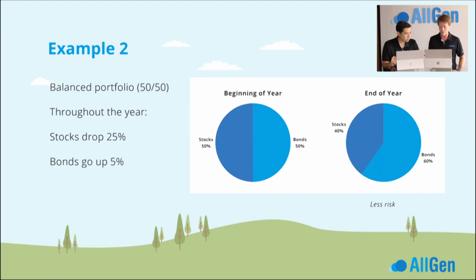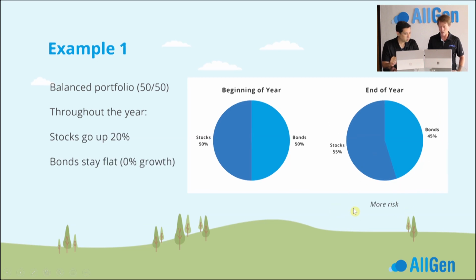Let me go to example 2 here. So in this scenario, stocks drop. Same thing, it starts off at 50% stocks, 50% bonds. Stocks drop 25%, bonds go up 5%. So at the end of the year, your stocks are now down to 40% and your bonds are up to 60% of the whole portfolio. So that is taking on less risk now going forward.